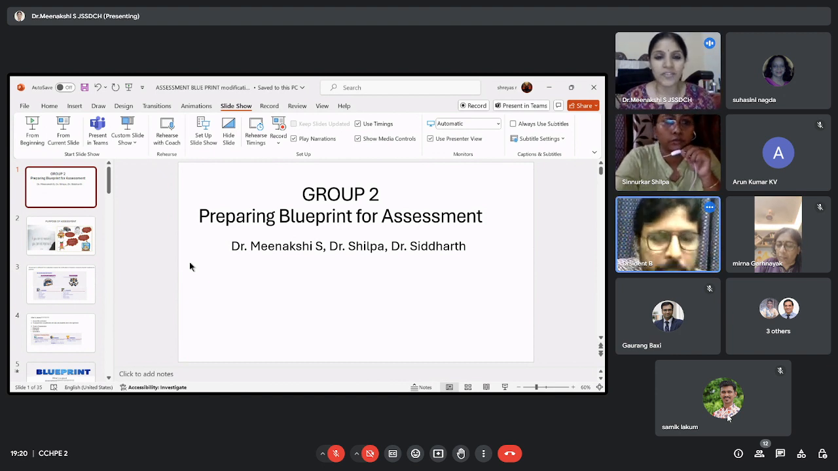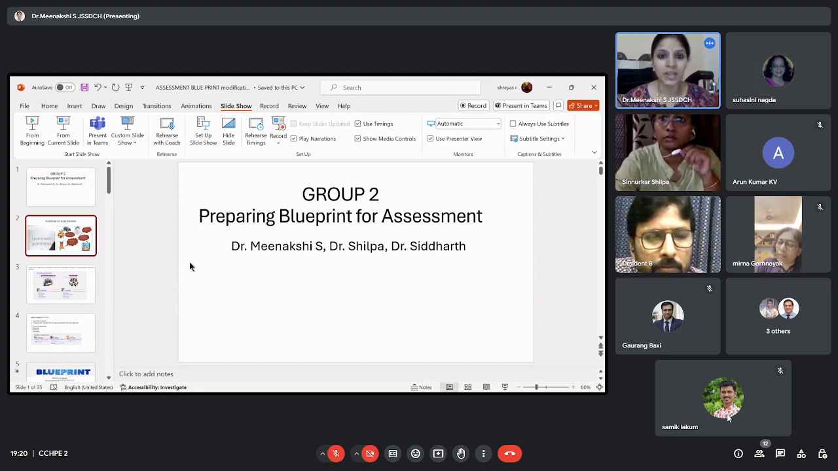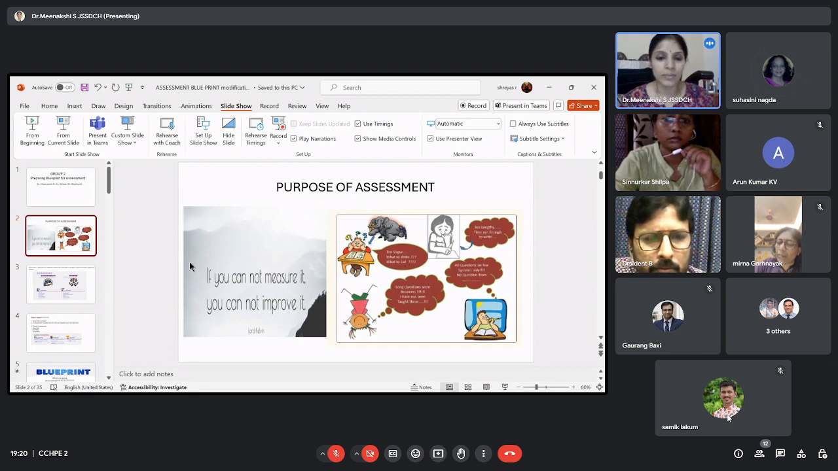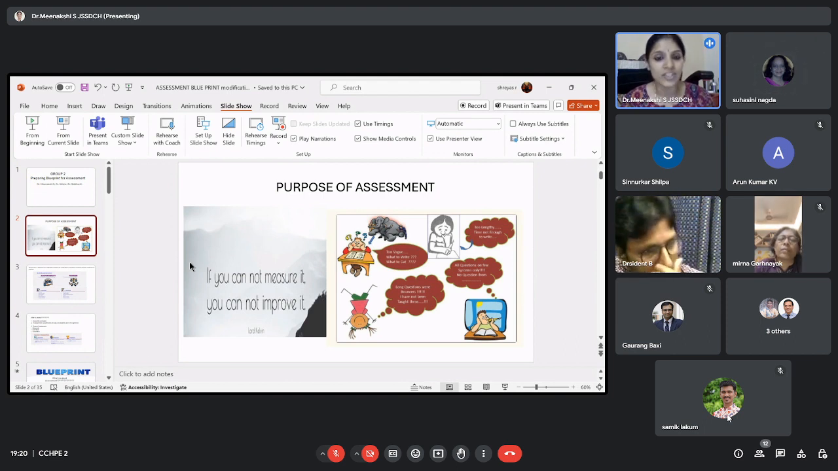We will start. So we have group two: me, Dr. Shilpa, and Dr. Siddharth are here to present on the blueprint for assessment, which was the task given to us by ma'am. Before we proceed to why assessment and what is this blueprint of assessment, it's very important for us to know that if you cannot measure something, then it is very difficult for us to improve.